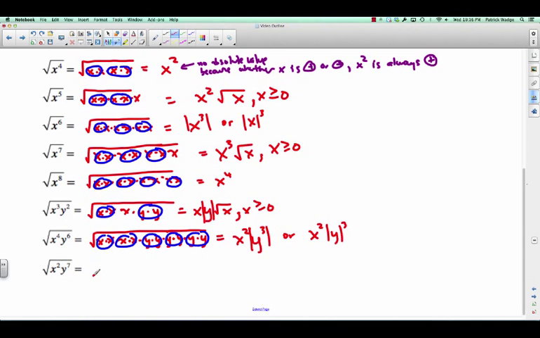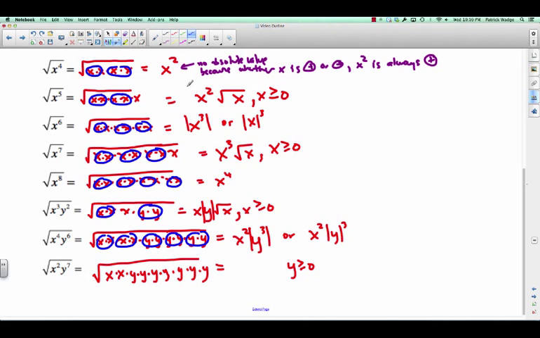Last one, thank goodness, right? So x times y times y times y times y, 5, 6, 7, I hope. So do we need a restriction? We do. We need a restriction on the y. So y is greater than or equal to 0 because there's an odd exponent. Don't need a restriction on the x because it's an even exponent.